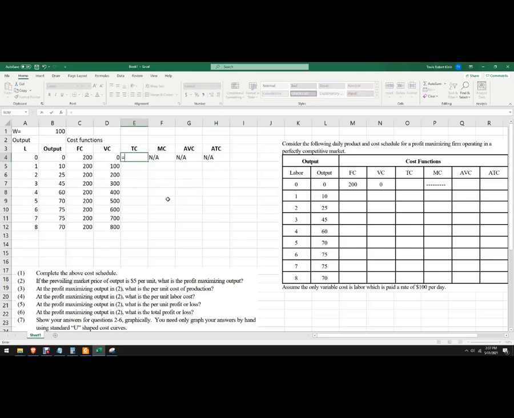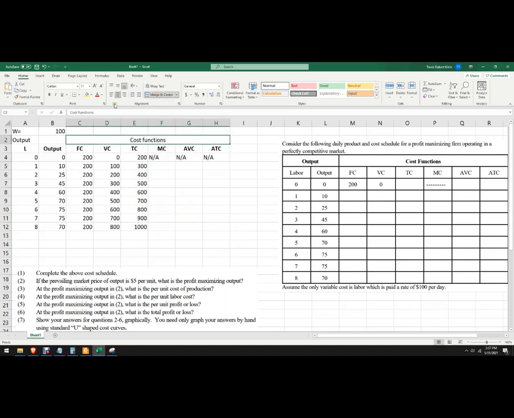All right, so total cost, in the short run, is going to be fixed cost plus variable cost, and we'll just copy that formula all the way down. Okay, marginal cost is the change here. I want this to look like it looks on the table there. Merge and center.